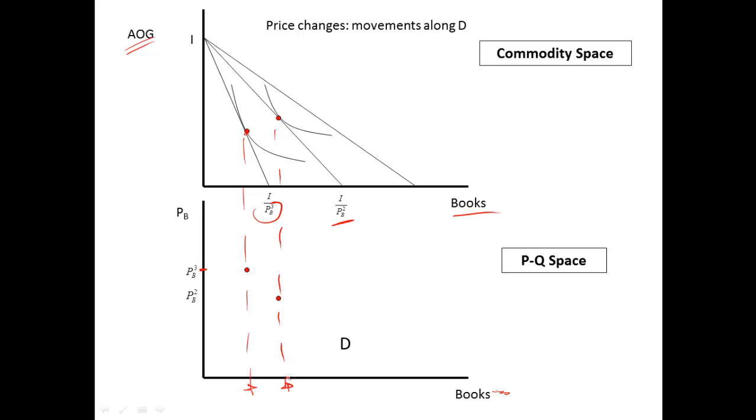We can continue. One more, a lowest price of books, P1, an optimal choice. Drop that down. And what have we got? Well, if we connect these dots, we've got the individual's demand curve for books. And as the price changes, we get a movement along this demand curve. So up above, we see the price falling, and what we see down below is a movement along this demand curve.